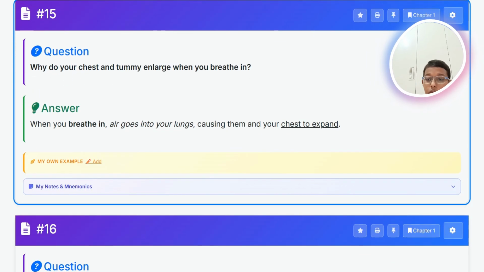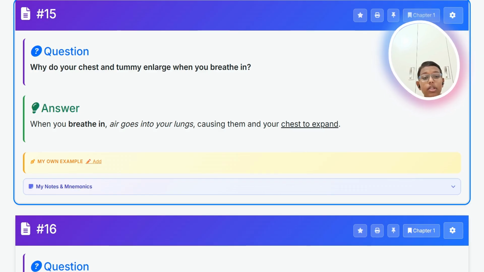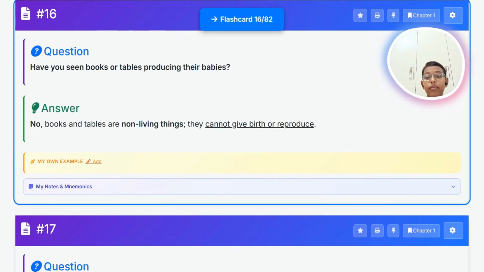Why do your chest and tummy enlarge when you breathe in? When you breathe in, air goes into your lungs, causing them and your chest to expand.